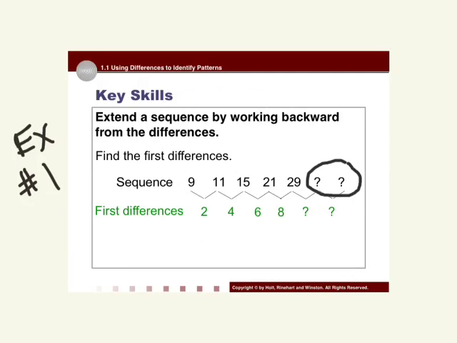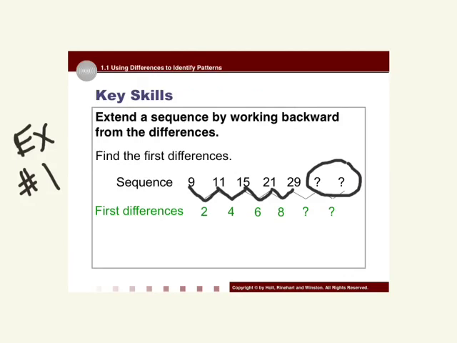So what you do is you take the first two numbers and you look at the difference. Let's look at the first two numbers there. We got 9 and 11. What's the difference between 9 and 11? That's right, it goes up by 2. Then we look at the difference of 11 and 15. What's the difference between 11 and 15? Yep, that's right, 4. Then what's the difference between 15 and 21? You're right again, 6. Then 21 to 29 would be an increase of 8.